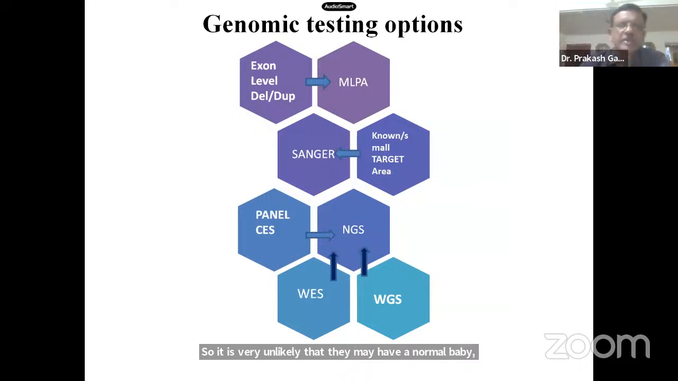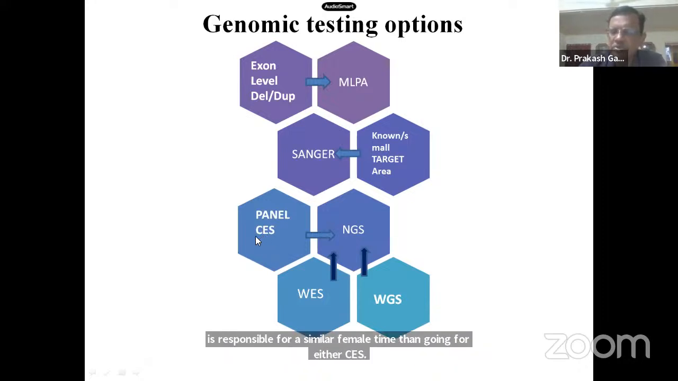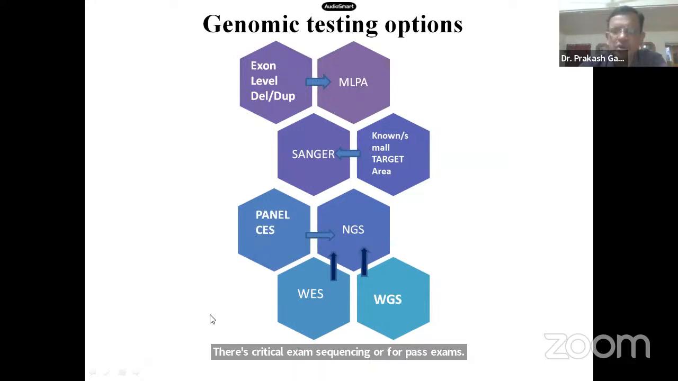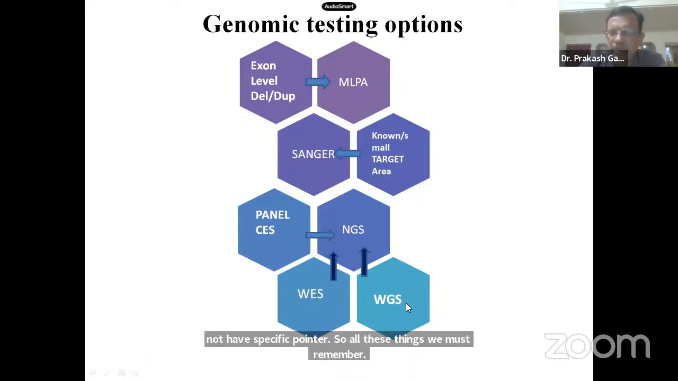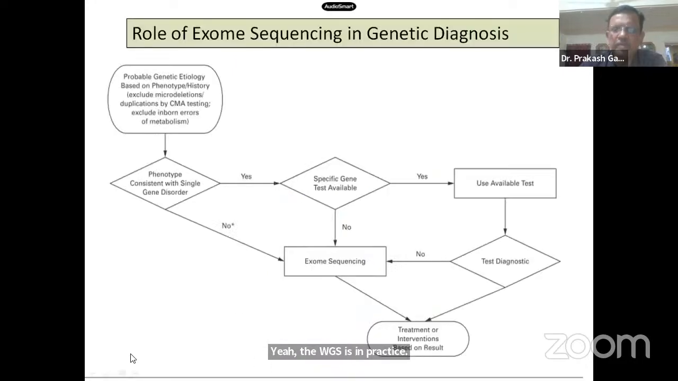So just to summarize, we have all these situations with us. Whenever we have exon level deletion duplication, go for MLPA. Whenever we are suspecting a small target area, small gene, go for Sanger. Whenever we have a combination of disorders, a combination of genes responsible for a similar phenotype, then go for either CES, that is clinical exome sequencing, or focused exome sequencing. And if the condition is obviously genetic, and we do not have a specific pointer, then we go in for whole exome sequencing. So all these things we must remember. And WGS is in practice, but it is used rarely. It falls into the research domain mainly.